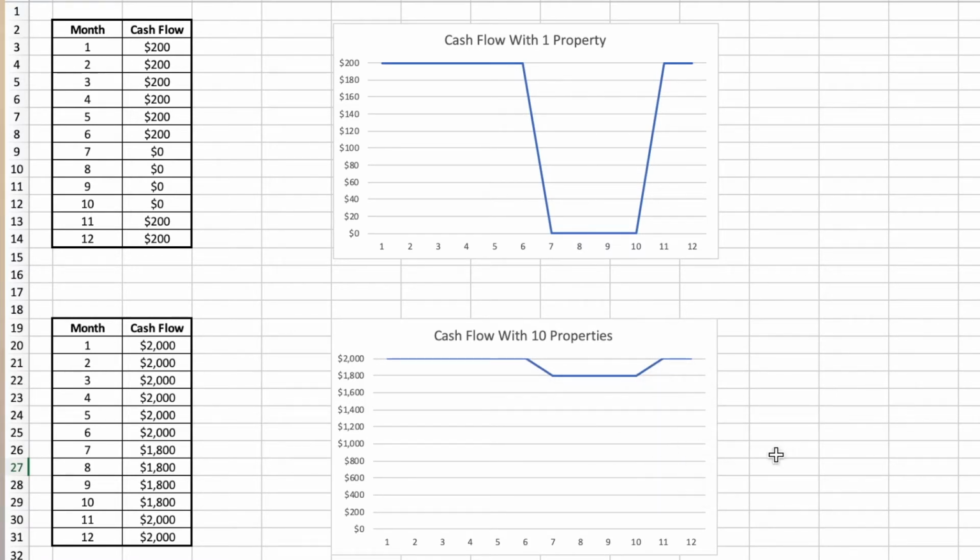And yes, you still have expenses that you have to take care of on that property that's vacant, but your income from the other 9 properties should more than cover those expenses. Hopefully that brief example helped illustrate why having more properties is less risky, at least in terms of how much cash you should have per property.